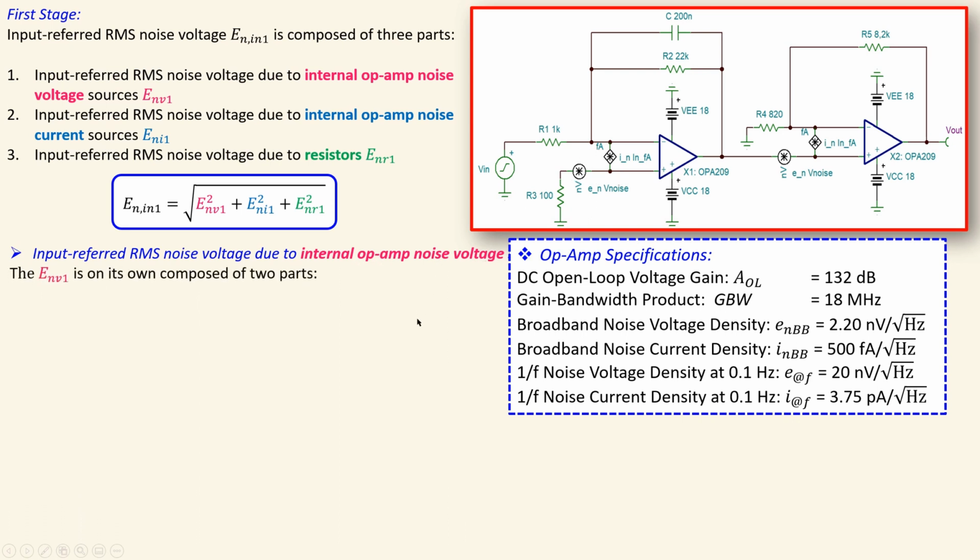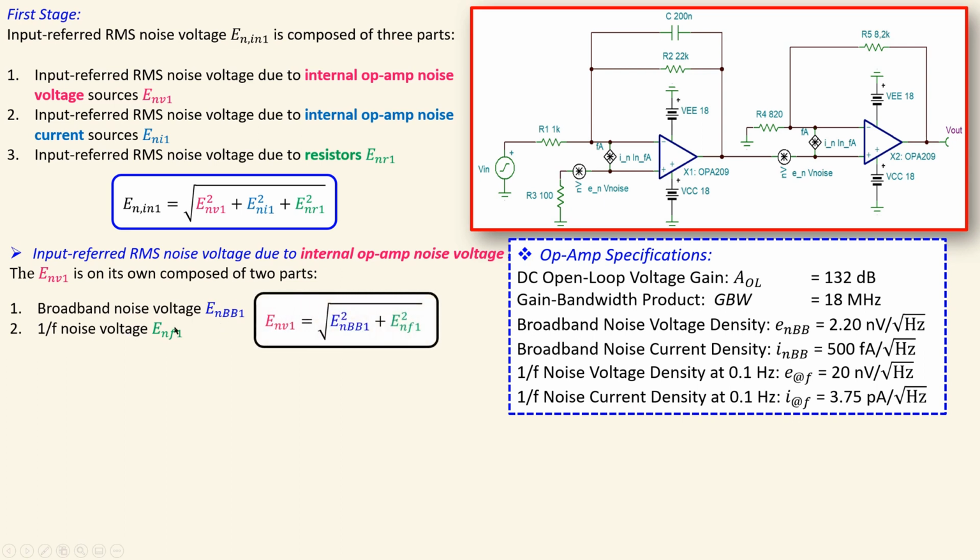Now the first one, the input referred RMS noise voltage due to the internal op-amp noise voltage, is on its own also composed of two parts, because we have seen the plot in the datasheet, which has a 1/f noise part and also the broadband part. We can calculate these two using the exact same procedure, root sum of squares. If you have this and this in RMS, you calculate the total effect, the input referred RMS noise voltage due to that source only, using this formula.